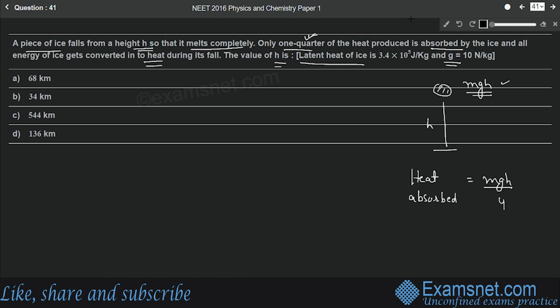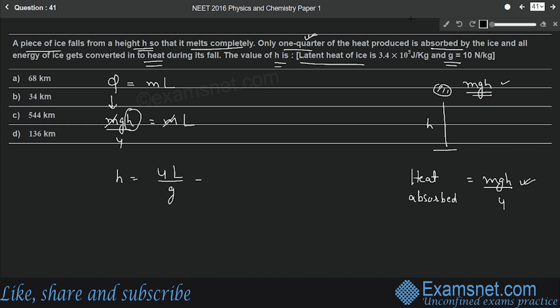Now why is this amount of heat absorbed? Because in order to change the state, that means for the conversion of ice into water, the ice requires a certain amount of heat. So this is that amount of heat. We know that during the change of state, the amount of heat required Q is equal to M into L, where L is the latent heat. Now it is given that this amount of heat absorbed is 1/4 of mgh. So mgh by 4 is equal to M into L. M is on both sides, so it can be cancelled. We have to find out the height h, so h will be equal to 4L upon g.